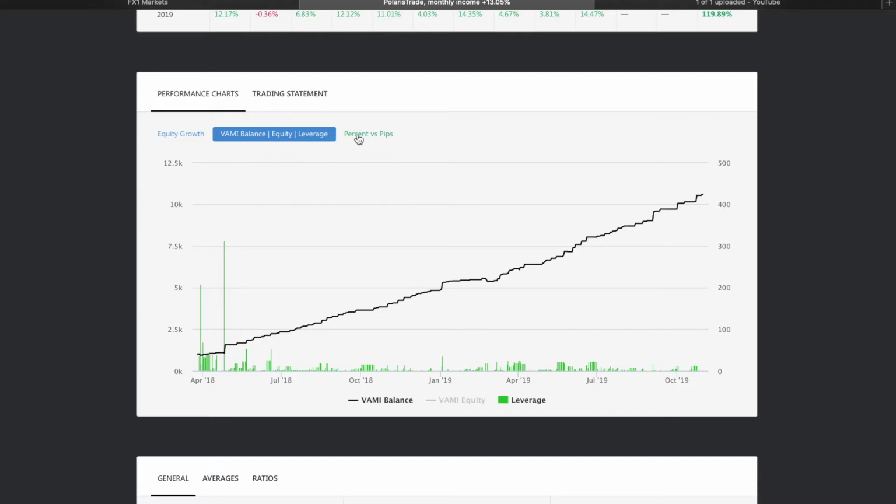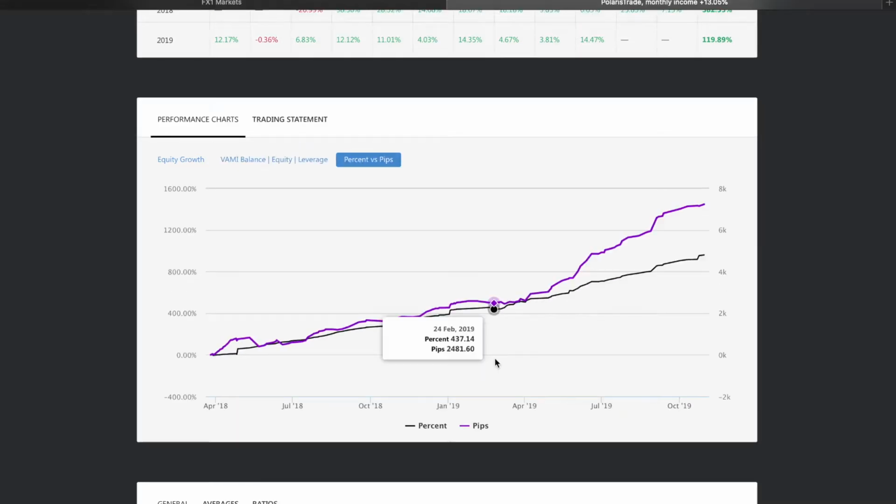So this is for this section. In this section, you have to check whether the percent versus pips is parallel or not. The more parallel, the better. You can see how much percent versus pips this trader has been having. This is going to help you choose how to add this trader to your portfolio. If this is parallel, it means this trader has good performance.